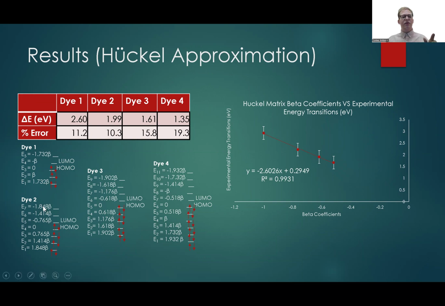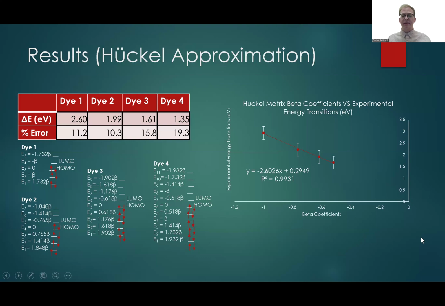Then we took the difference between the highest occupied molecular orbital and the lowest unoccupied molecular orbital, and I use that for these change in beta coefficients because that's what's going to be changing in our calculations. We graphed that against the experimental change in energy in electron volts here, and from that we got this equation. This is the linear slope formula, and our beta value is going to be this slope right here, negative 2.6026. This was then used with the change in beta coefficients to calculate our theoretical energy transitions for the Huckel approximation. We can see there's a decent amount of error here, and we'll talk more about that later.